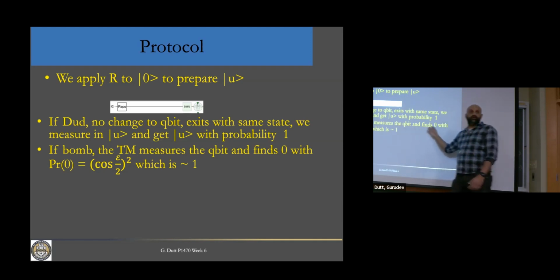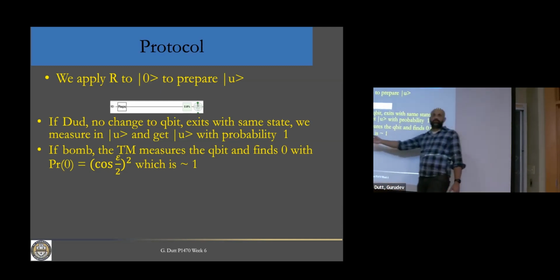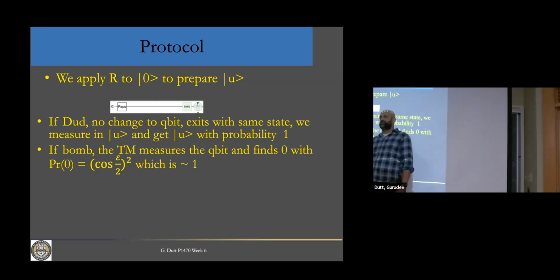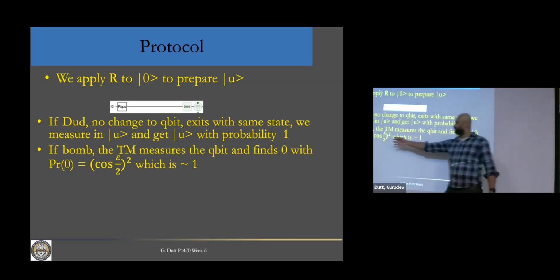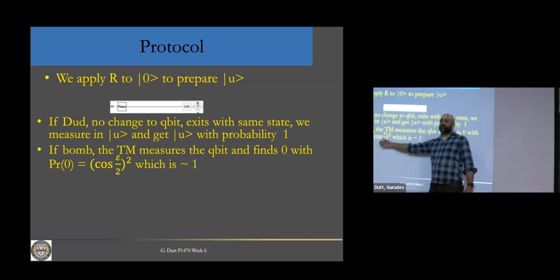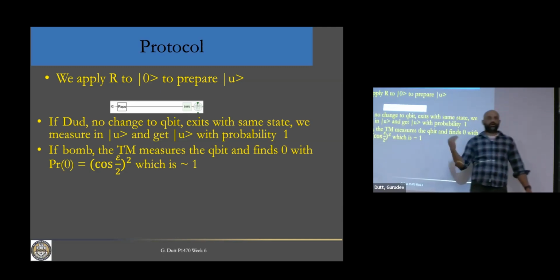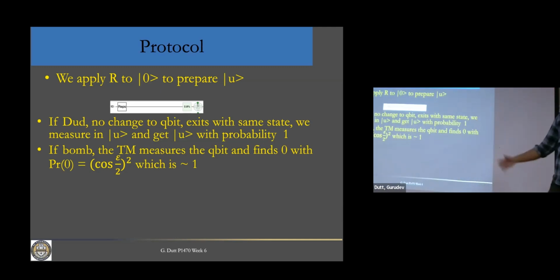So the safe outcome is when it measures 0. And remember, our state U is close to 0, so that probability is cos(epsilon/2) squared, which just comes from the construction of the state U. And that's almost close to 1 because epsilon is small, cos(epsilon/2) is about 1. So this is close to 1. You can expand it, but it's basically 1.